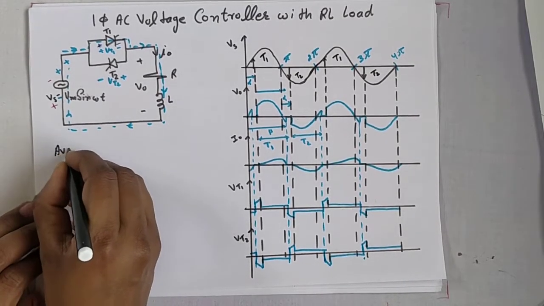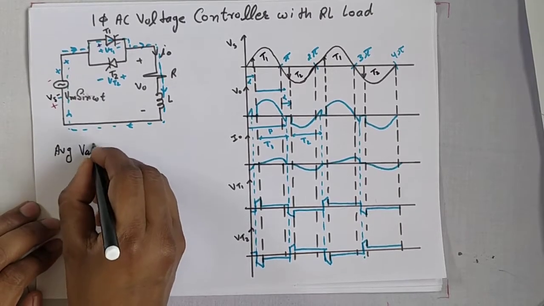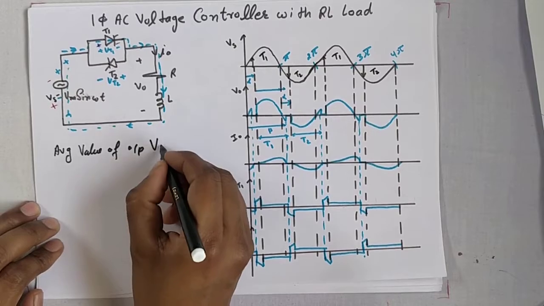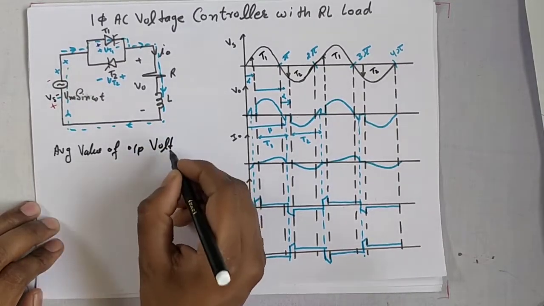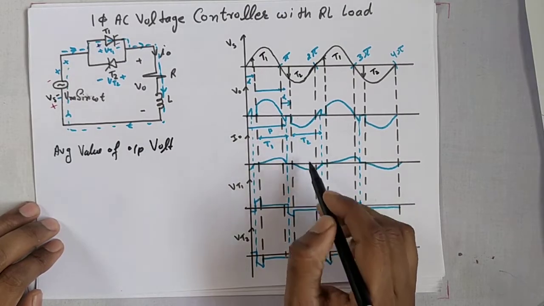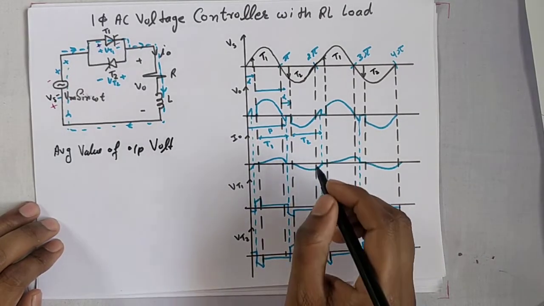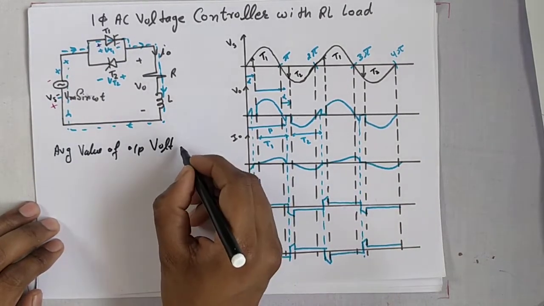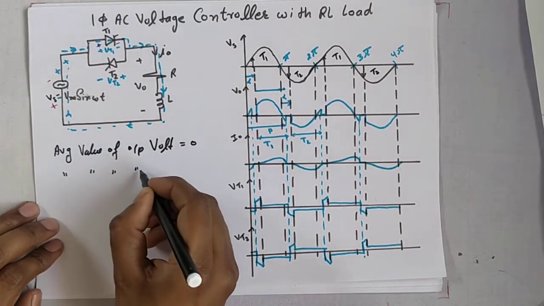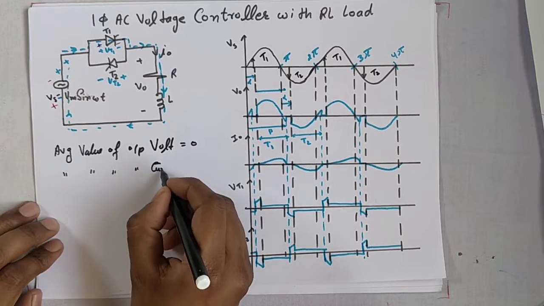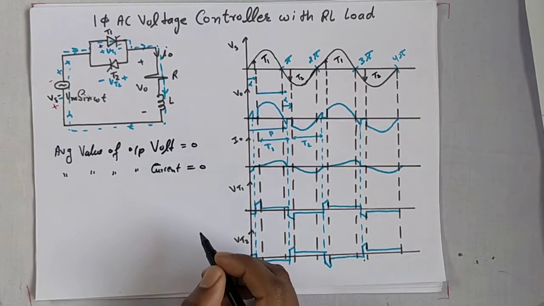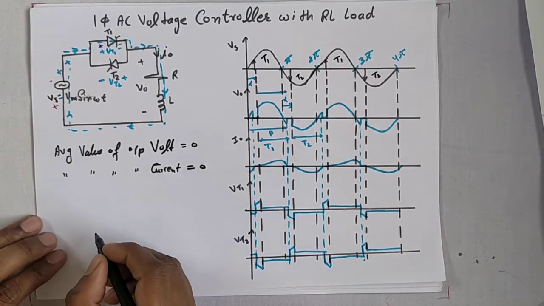Average value of output voltage. This waveform of current or voltage is symmetrical, so the average output voltage is 0, and the average value of output current will also be 0. Now find the RMS value of output voltage.